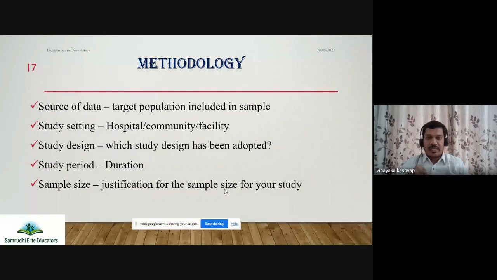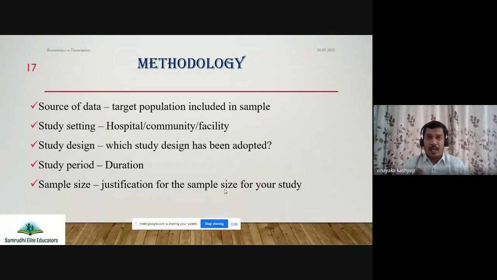Then third one is study design. Which study design have you chosen or adopted for this particular study? It can be cross sectional, as I told you. These are the four most common: cross sectional, cohort, case control, and RCT. Usually for PGs, it is very, very difficult to do RCTs or case control study or even cohort study. So usually most of the theses will be revolving around cross-sectional studies. 80 to 85% of the thesis or dissertation study designs chosen will be cross-sectional studies.